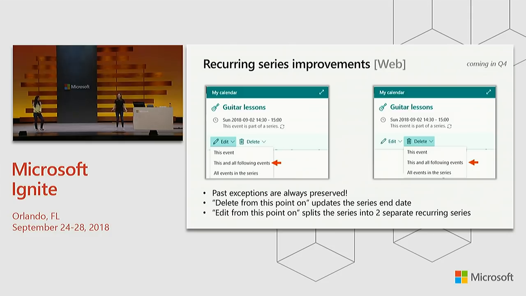So starting in the web, if you are on the first release tenant and you're on the new Outlook on the web, starting in the next couple of months, users are going to see a new option when editing and managing recurring series. You'll have the option to edit or delete or cancel from this date forward, and all of your meeting history will be preserved when you do that. We won't lose your past exceptions.